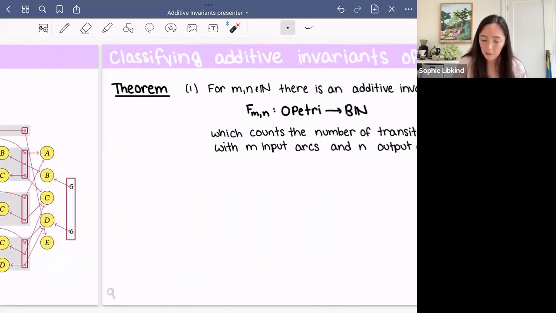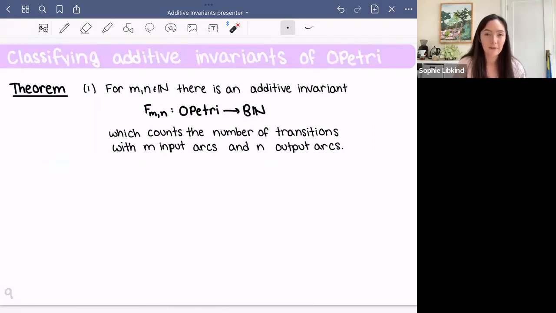All right, so now we can move on to our theorem that will classify all of the additive invariants of open Petri nets. And it sort of has two parts. The first part is to give you a class of additive invariants, and the second part is to show that any additive invariant is a linear combination of these. So for any pair of natural numbers m and n, there is an additive invariant, which we'll call f sub mn, which essentially counts the number of transitions with m input arcs and n output arcs.